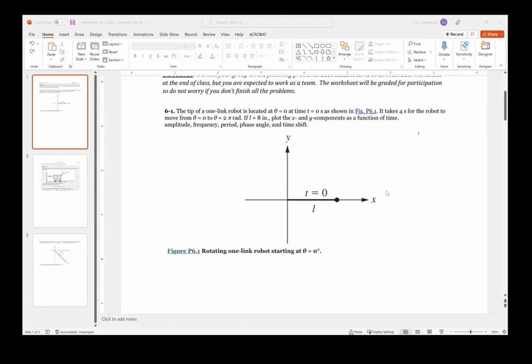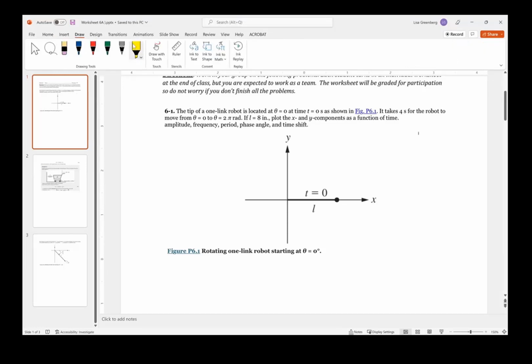It says the tip of a one-link robot is located at theta equals 0 at time t equals 0, as shown in this figure. It takes 4 seconds for the robot to move from 0 to 2 pi. So that's going to be important, okay? And we have L equals 8 inches. And we want to plot the X and Y components as a function of time. Amplitude, frequency, period, phase shift, and time shift.